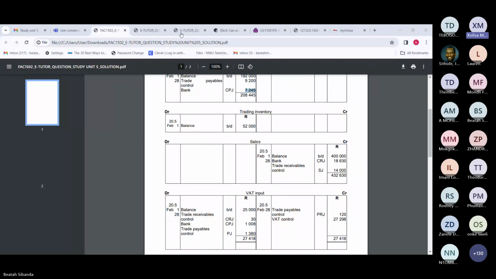So the thing is, in the bank account, we recorded this amount as one amount, right? We recorded it as total payments of 17,973. But that 17,973 also included 7,245 in purchases, and it also included 1,008 in input VAT. It's just that we only show the net amount that we paid.